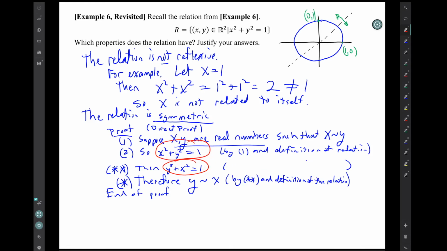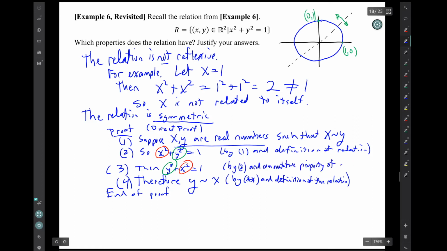Well, it's the commutative property of real number addition. Notice that in statement 2, we have x squared plus y squared. In statement 3, we have y squared plus x squared. So this is by 2 and the commutative property of real number addition. So notice that we didn't actually have to fill in any mysterious steps. All of the steps in this proof were inevitable.